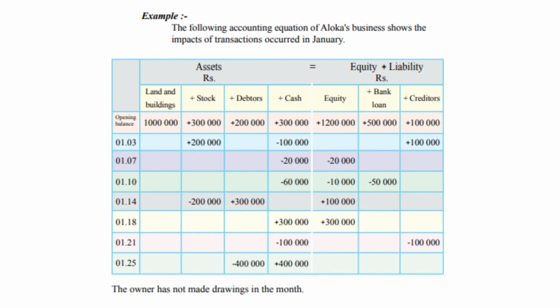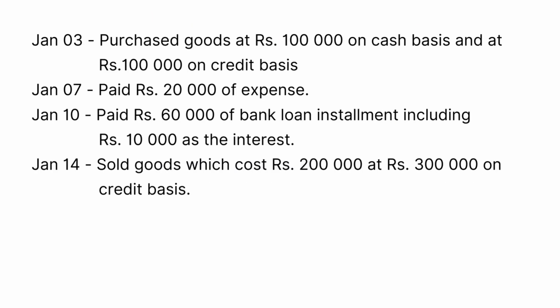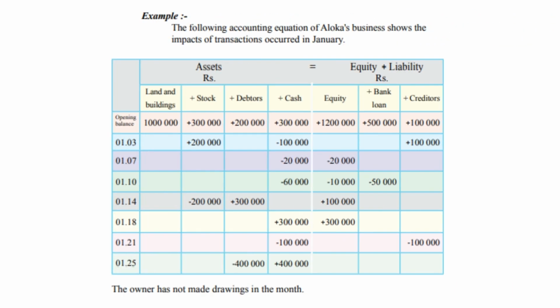January 14th, stock is decreased by 200,000, debtors increase by 300,000, and equity is increased by 100,000. So we can identify that stock worth 200,000 is sold on credit for 300,000, so here there is a profit of 100,000 which is added to the equity. Then we can say, sold goods which cost rupees 200,000 at rupees 300,000 on credit basis.